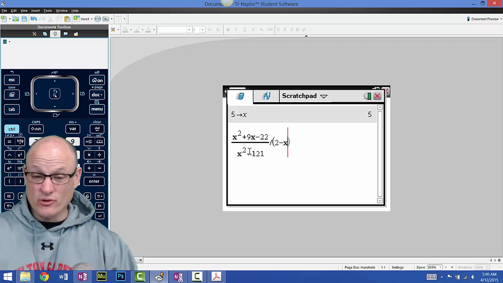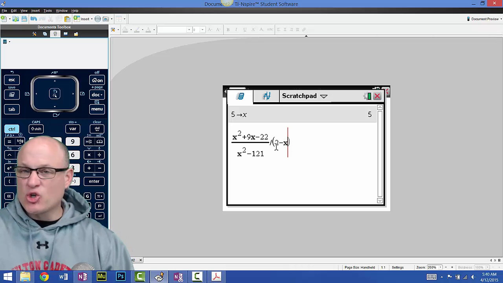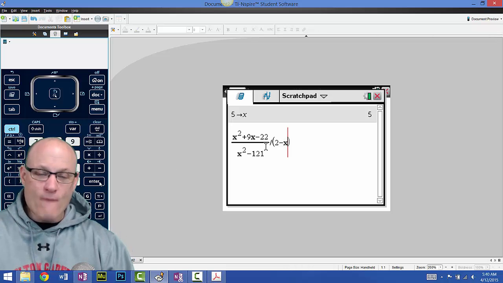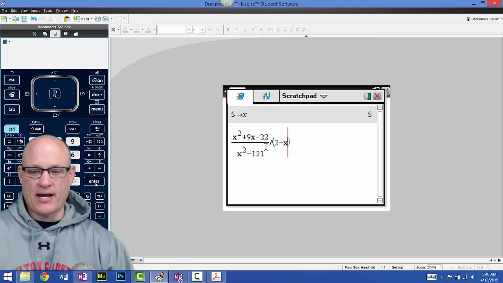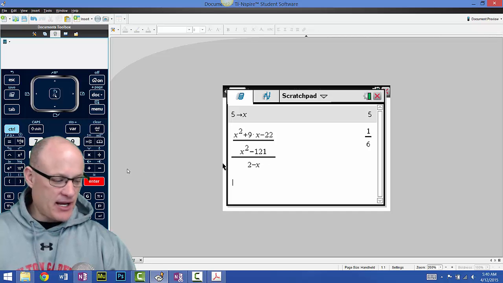So if you type that in right, by the way, you can't use 2. You also couldn't use 11, because if you did, you'd end up with something that's undefined. So you make sure you don't use something. If you end up with something that's undefined, just pick a different number for x. This is a great test-taking strategy, so know for sure that you got the right answer. Bam, 1/6. Okay, maybe. I don't know. That looks funky.